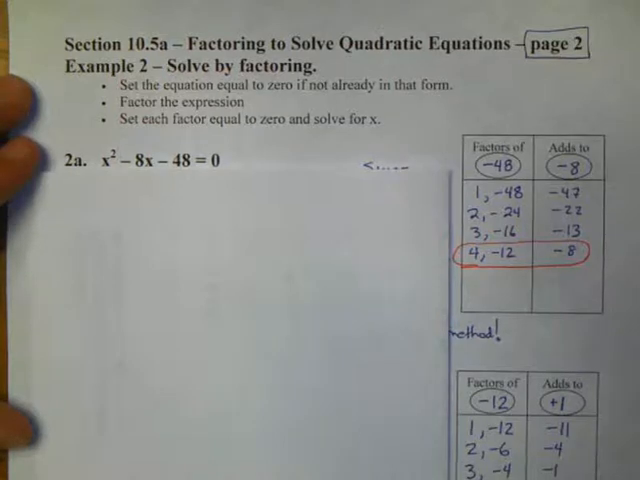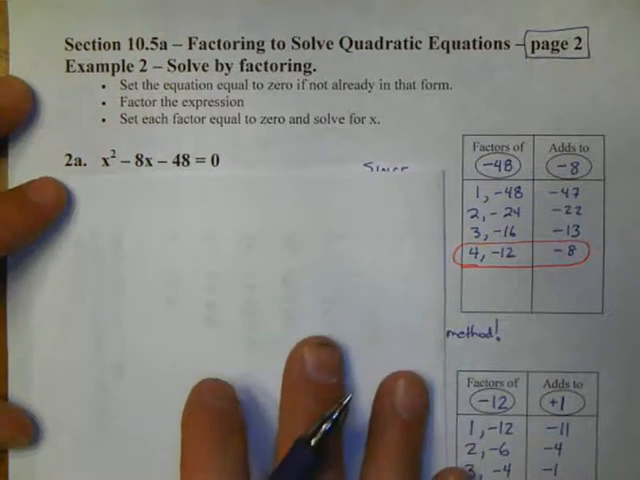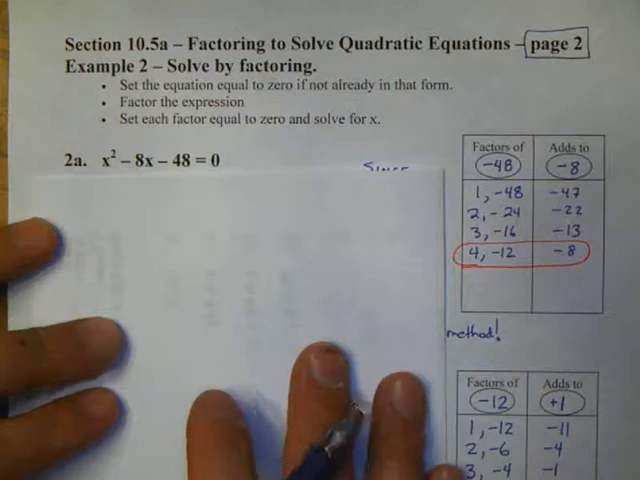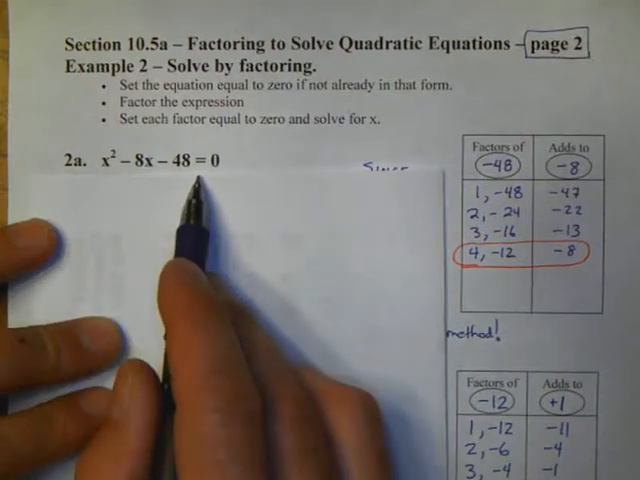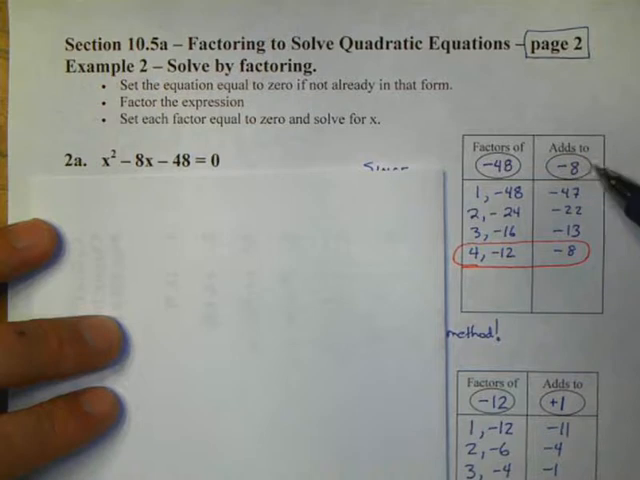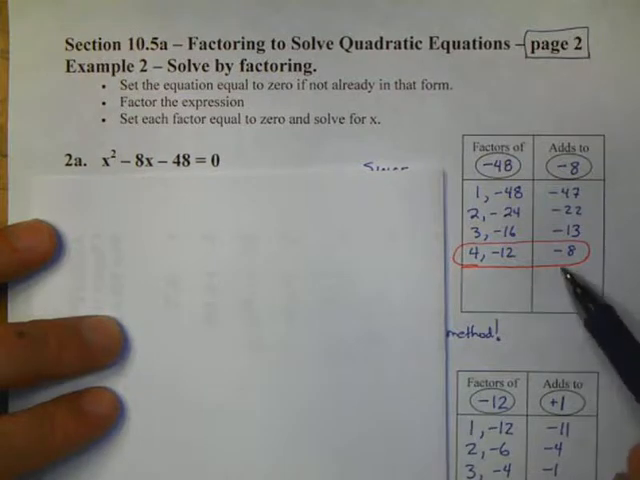This is section 2, or page 2 of section 10.5. In this we're going to have to factor first before we solve our problems and find out the values of x for this parabola. So over here to the right, I've listed negative 48 and negative 8 as my two parts I'm going to be working with. What multiplies to negative 48 that adds to negative 8?